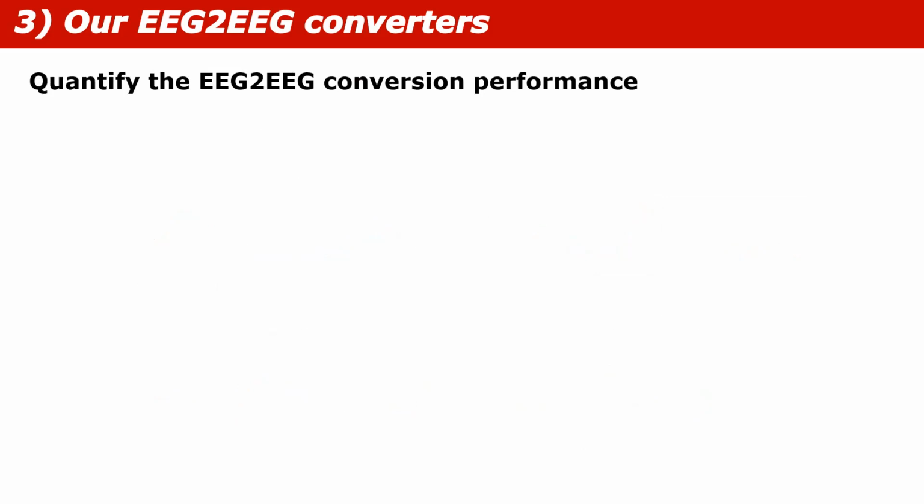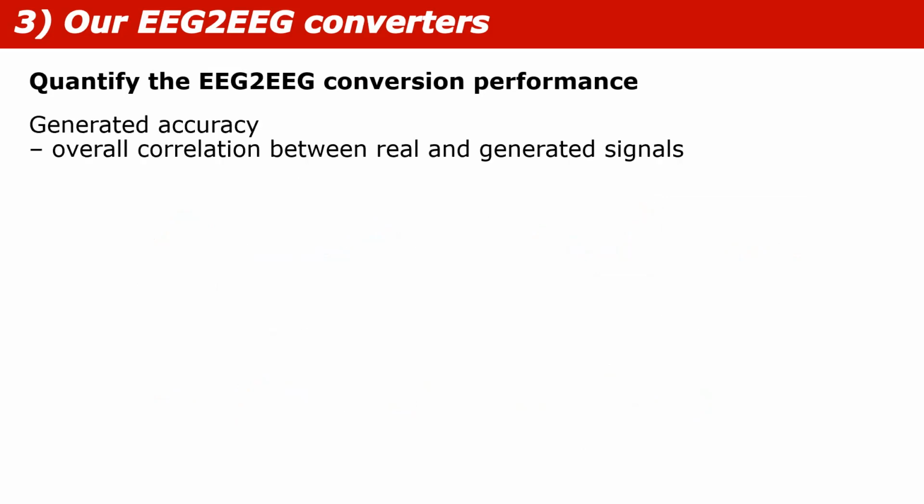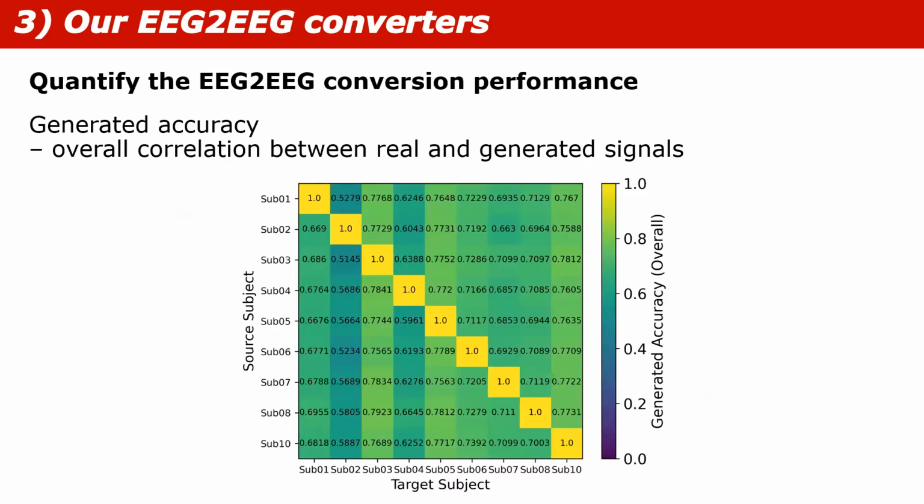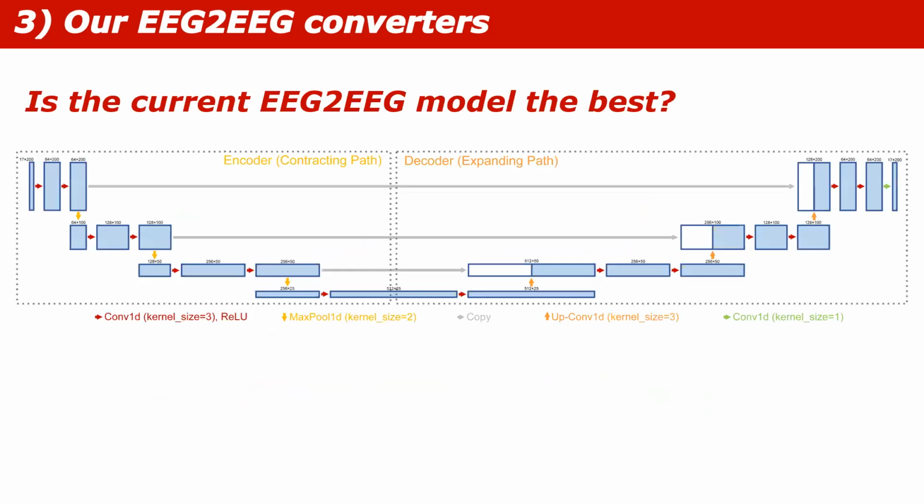We also quantify the EEG2EEG conversion performance. We calculate the overall correlation between real and generated signals to get the generated accuracy. Because we have 9 subjects, we trained 72 different EEG2EEG models from one subject to another. And here are all the models' results. You can see all the models can reach very high performance, higher than 50% conversion accuracy.